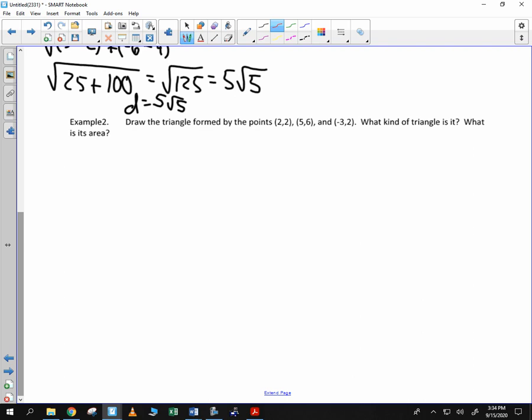But I would like to apply it to this idea of drawing this triangle formed by the coordinates 2, 2, 5, 6, and negative 3, 2, and deciding what kind of triangle it is, as well as the area. So here's 2, 2, and 3, 4, 5, 6. 2, 3, 4, 5, 6. So over 5 and up 6. And then back 3 and up 2.